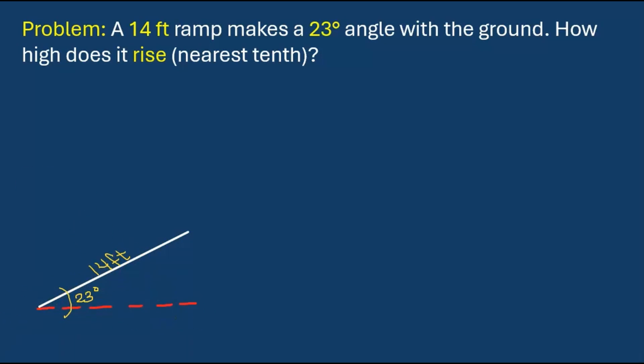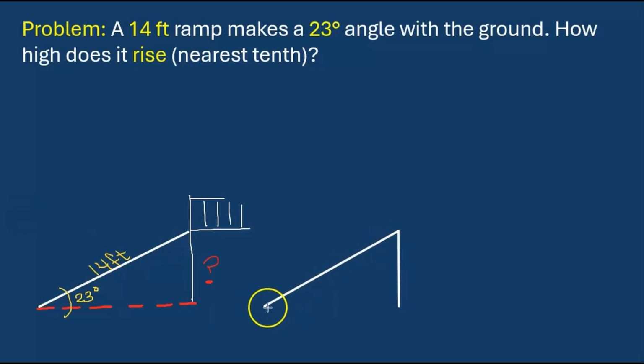What we're looking for is how high that ramp rises. Maybe that ramp was up to a deck, and here's the railing of the deck. So this is the height that we're looking for right here. Remember that our picture is just to give us an idea of how to represent this with a good triangle. And so our next step is to actually draw the triangle. And we're going to try to draw it in exactly the same way that the picture represented the triangle.